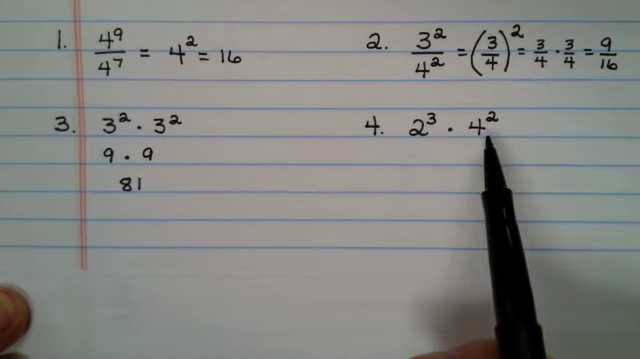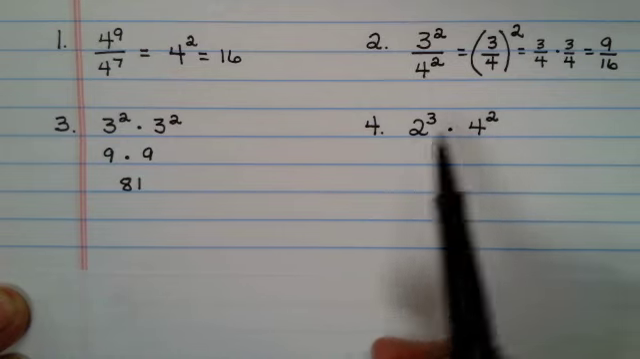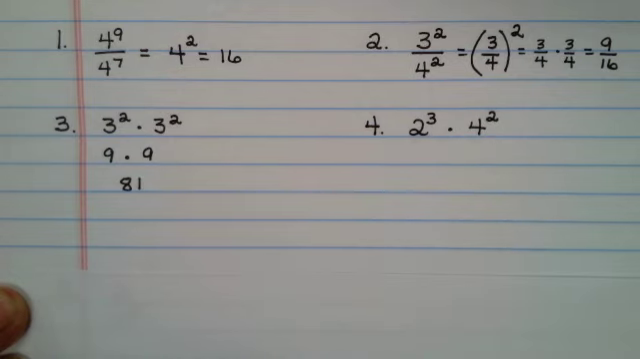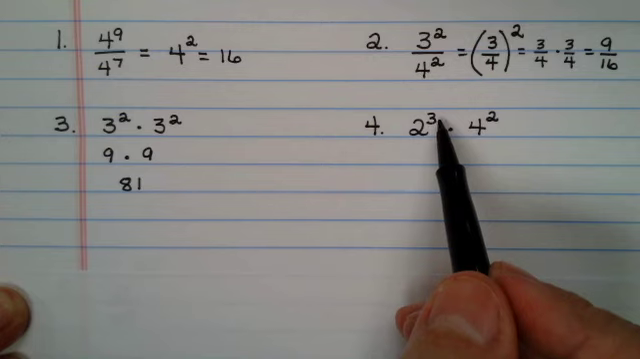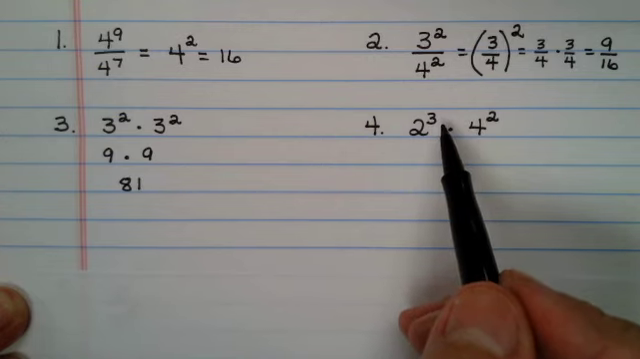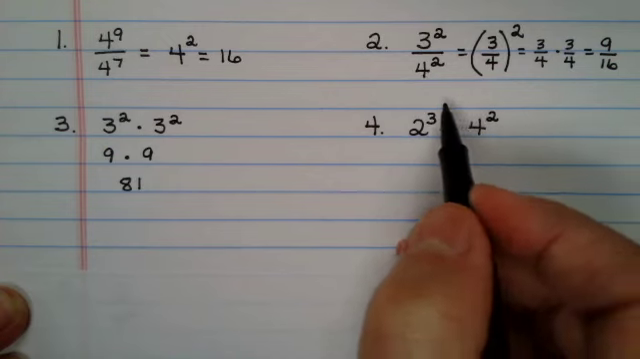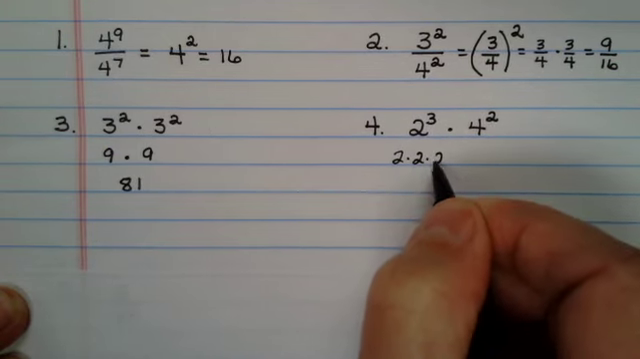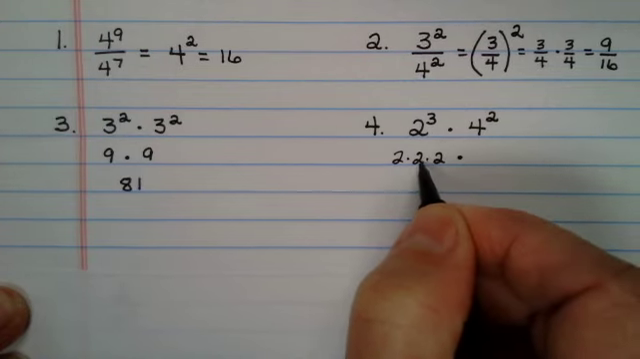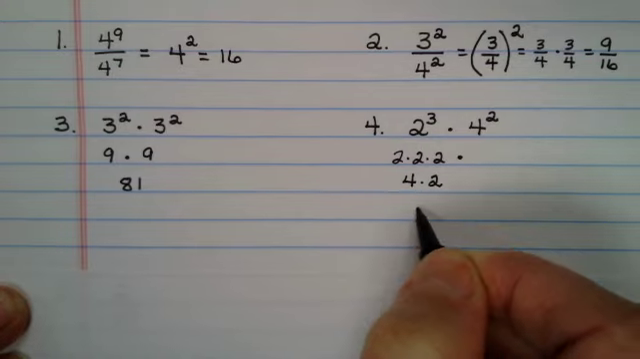The bases are different in this example. The exponents are different, so none of those rules are going to help us on this. I just really need to follow my order of operations. I need to take 2 and raise it to the 3rd power. 2 raised to the 3rd power, is it 6 or 8? It's going to be 8. That's 2 times 2 times 2. 2 times 2 is 4. And 4 times 2 is 8.